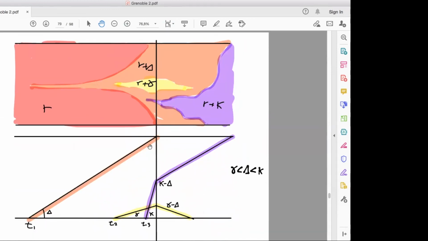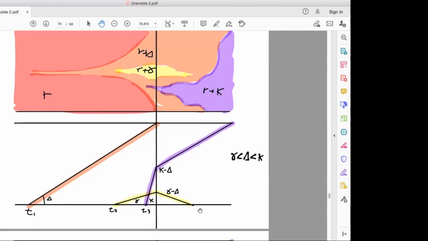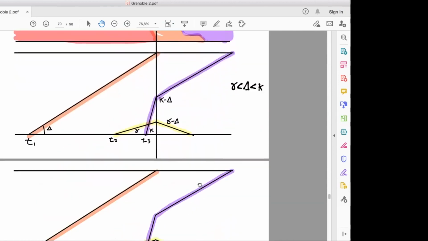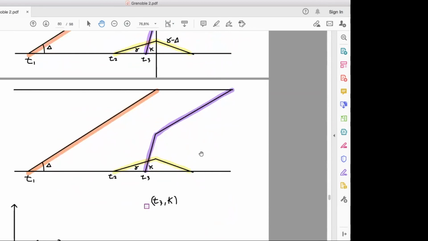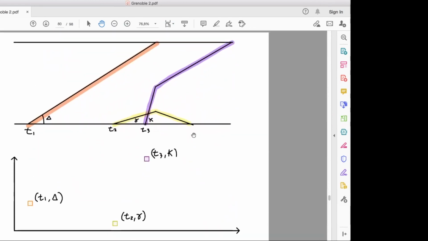So when this line goes to fixation, the purple line is refracted, but it's still having a positive slope, but the yellow line is refracted, and it's now going back to 0. So how do we make mathematical sense of this? What we do is represent the lines and their slopes as points in R2. So each point is a time and a slope.